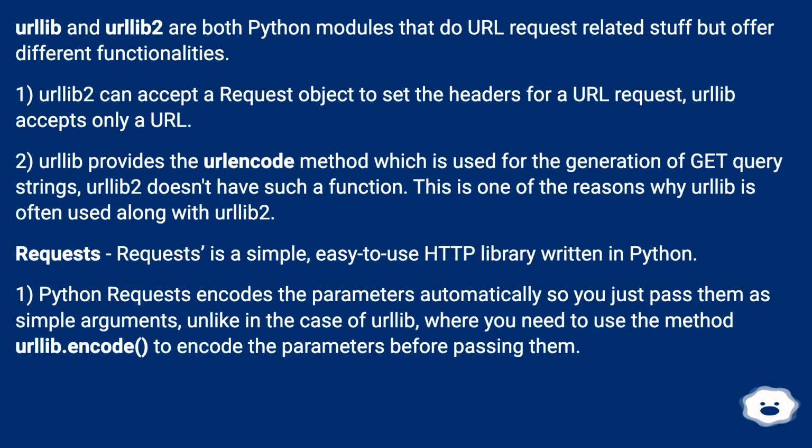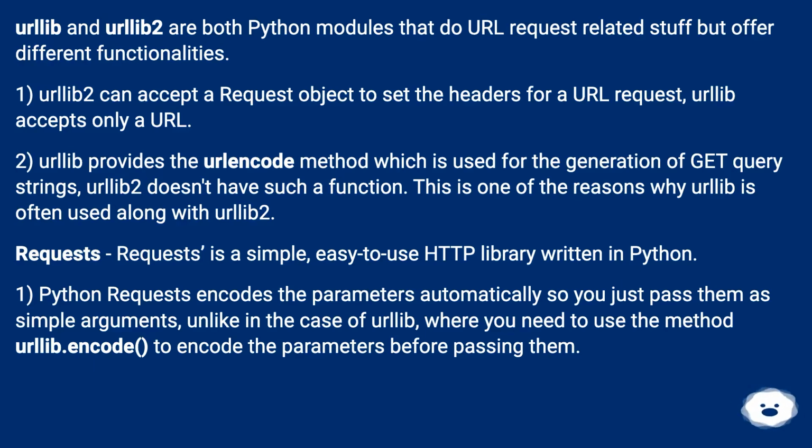Urllib and urllib2 are both Python modules that do URL request related stuff but offer different functionalities. 1. Urllib2 can accept a request object to set the headers for a URL request. Urllib accepts only a URL. 2. Urllib provides the urlencode method which is used for the generation of GET query strings. Urllib2 doesn't have such a function. This is one of the reasons why urllib is often used along with urllib2.